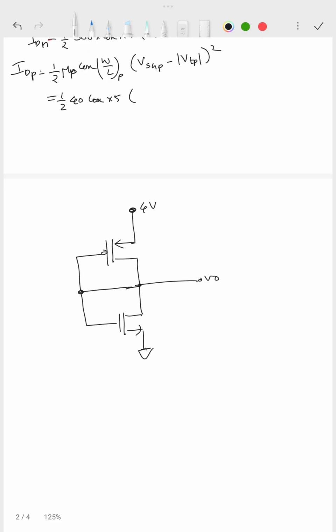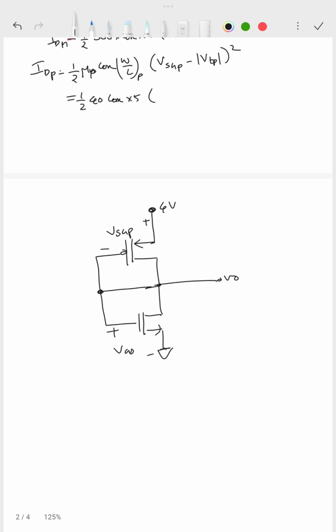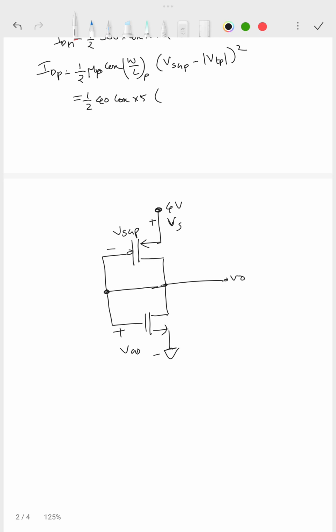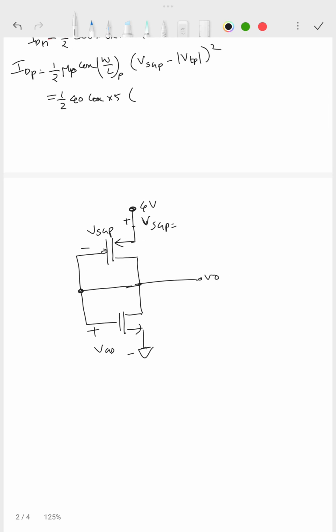Okay, so this is VSG, VSGP we will say, and this is VGS. From this circuit, what is VSGP? VSGP is the voltage between Vs and the gate potential, where the gate is the same as V0, right? So between Vs and Vd or V0, that is the VSGP.